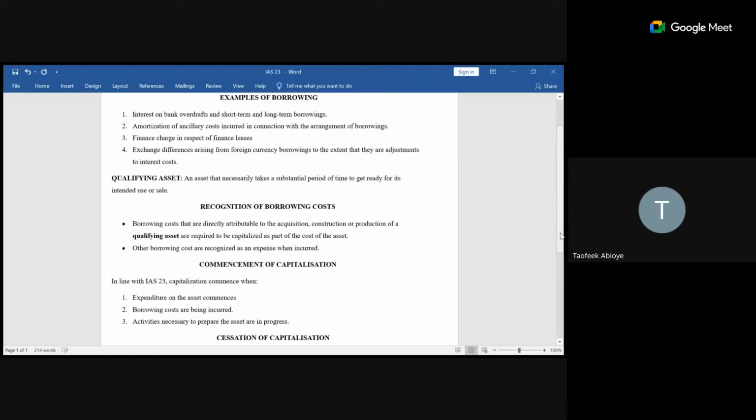Now, other borrowing costs are to be recognized as an expense when incurred. That means borrowing costs incurred on non-qualifying assets, assets that take a short period of time to complete, let's say 1 month or less. You are not going to capitalize any borrowing cost on those, so we have to expense it. Hope everybody understands this now.